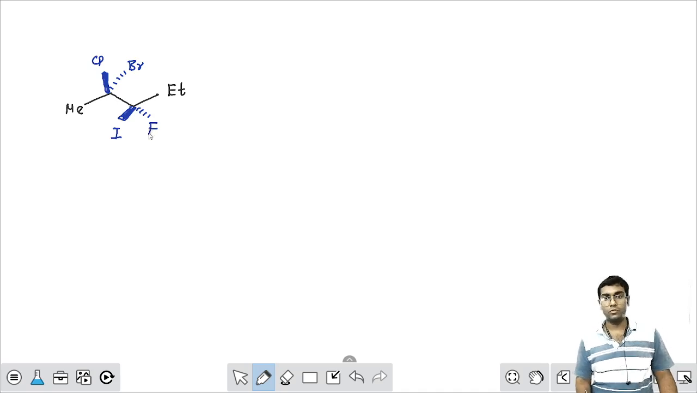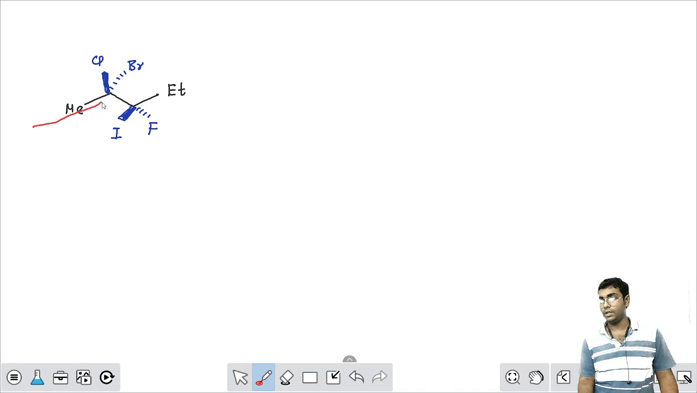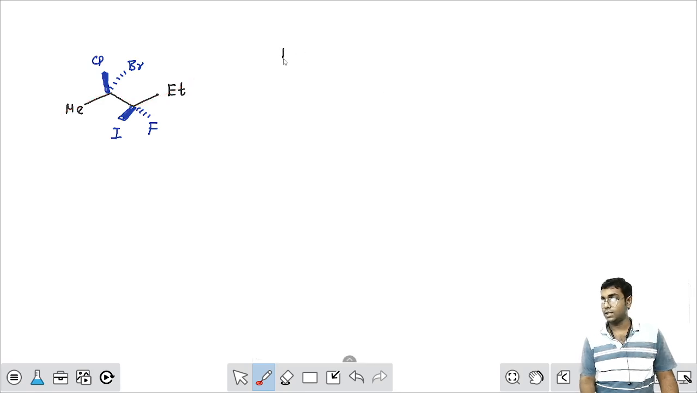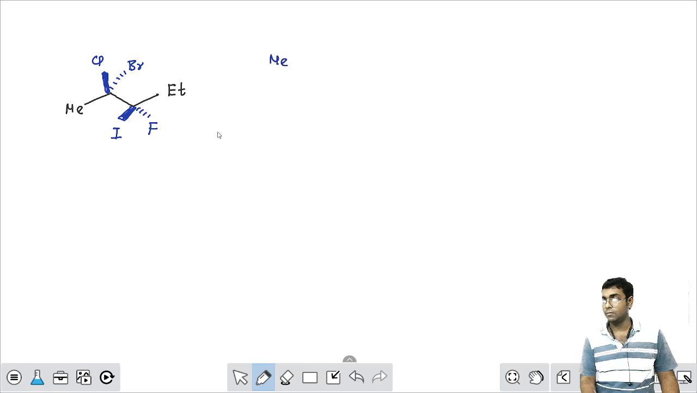Now it is a flying wedge projection, as you all know. How do we convert it into the 2D Fisher projection? For that, we know we have to fix the on the plane bond length in a linear way. On the plane is the carbon backbone, methyl to ethyl. So let's write it down. The carbon backbone is methyl and ethyl.